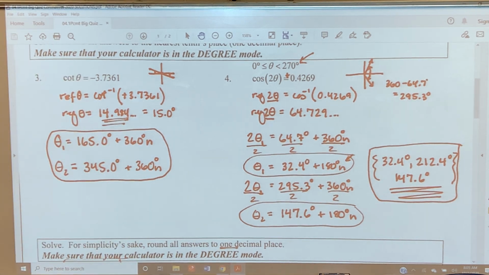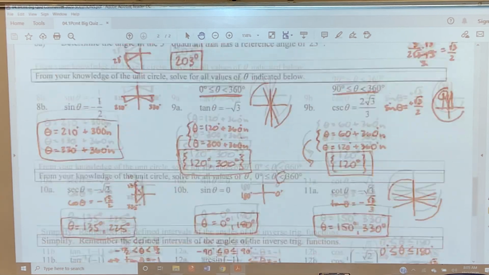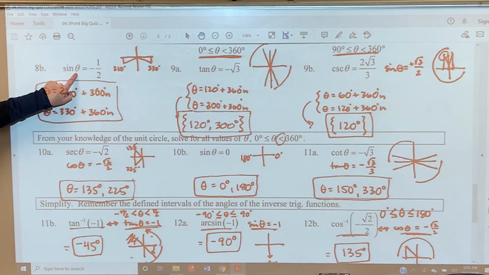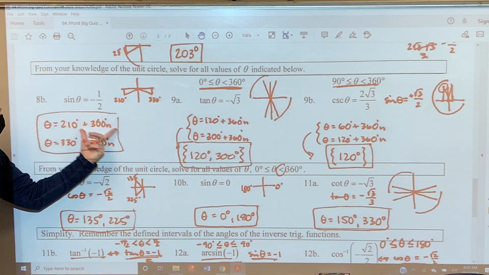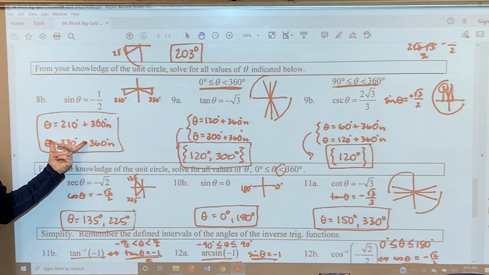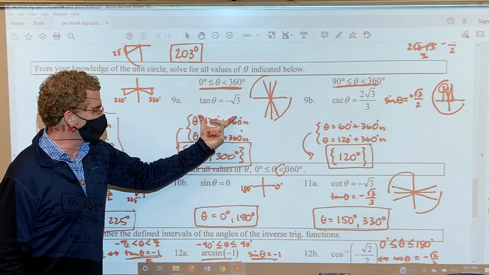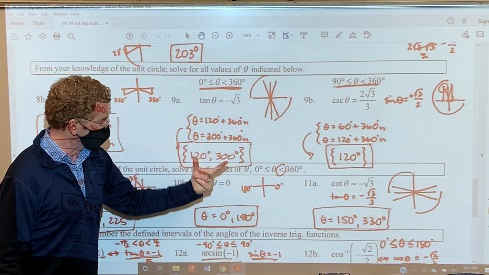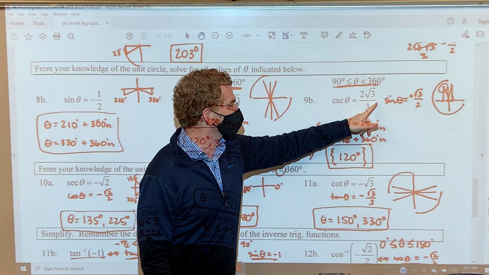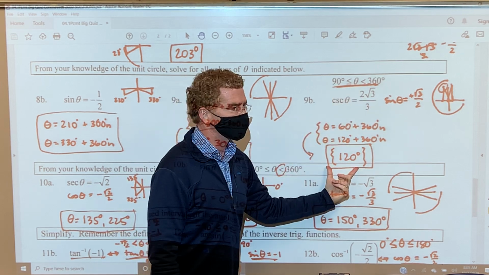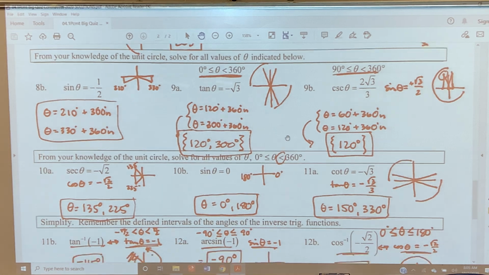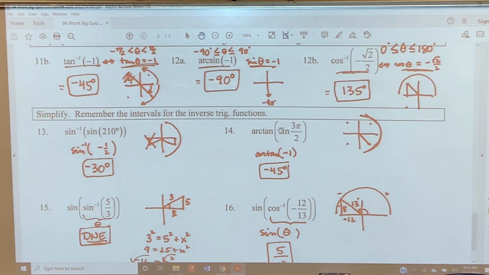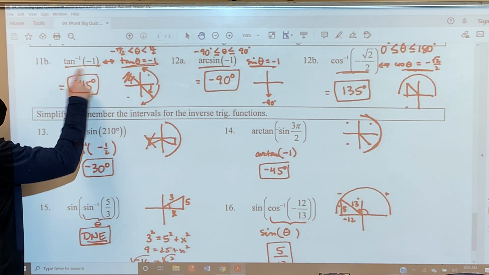So when you're doing any of these, like all of these trig function problems right here, it's a trig function, not an inverse. So no defined limit, find the angles and keep adding 360s or subtracting 360s. Trig function, if it gives you a limit, then limit it. Same thing with 10A, B, and 11A. But on starting with the inverses, it didn't give you a limit.